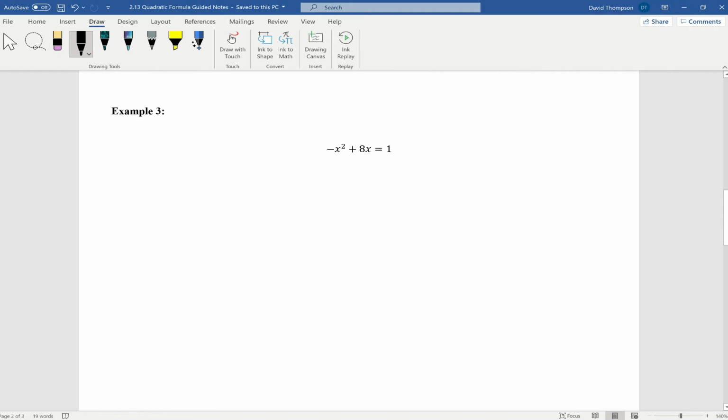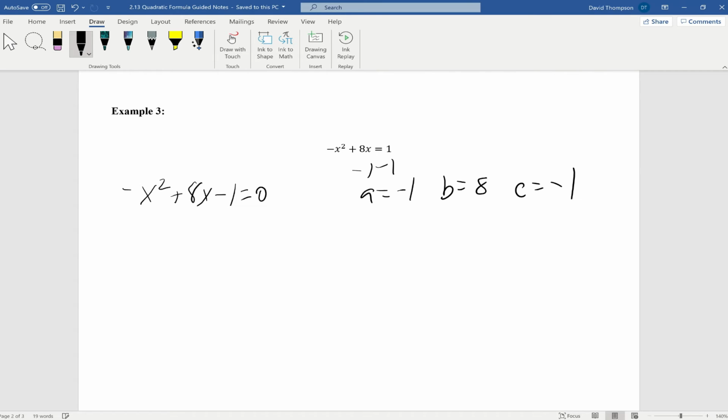Example 3, we're given negative x squared plus 8x equals 1. Just like in the last example, we have to subtract 1 from both sides so they equal 0. So we have negative x squared plus 8x minus 1 equals 0. So our a is going to be negative 1, our b is going to be 8, our c is going to be negative 1.